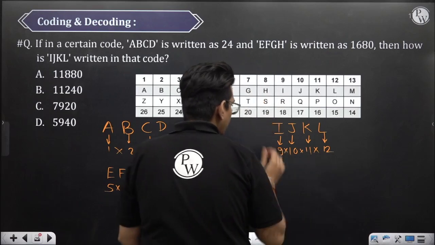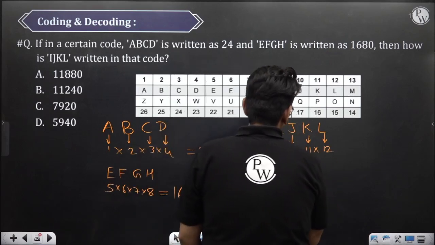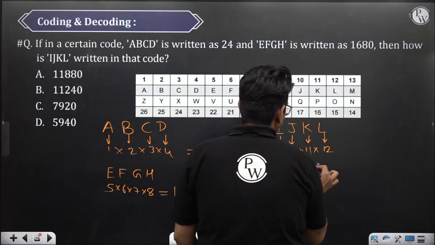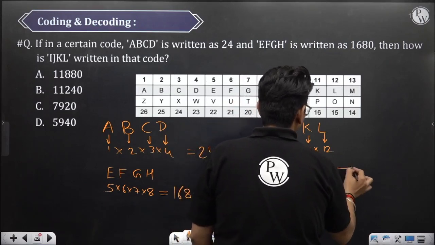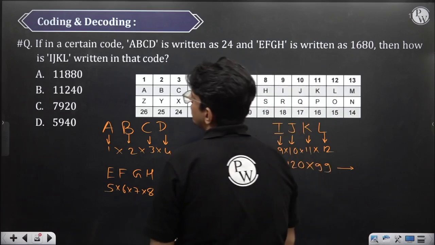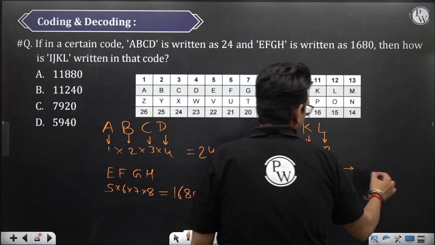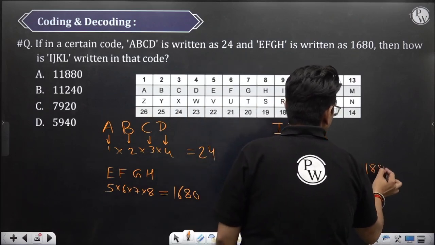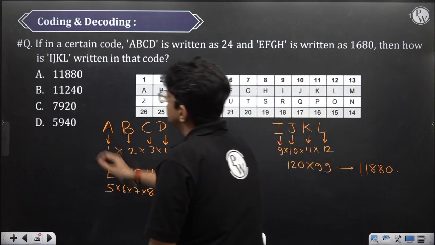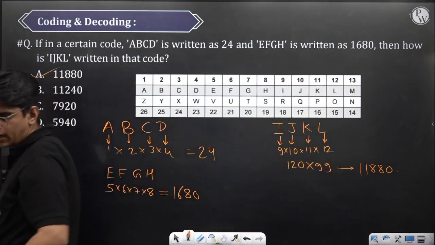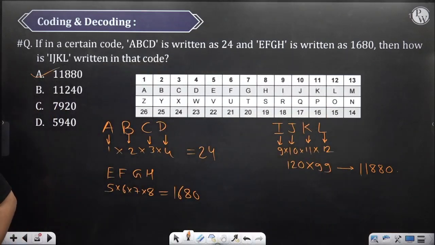So this is nothing but 120 into 99. Right? So it will be a little less than 12,000. Okay, a little less than 120 times 100, so 11,800. You can directly see through the options. Okay, so this is our answer. All right, this one is also done.